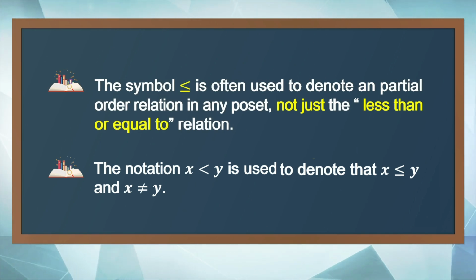When x and y are elements of the poset, it is not necessary that x is related to y or y is related to x. For instance, the set of positive integers together with the divisibility relation is a poset. In this poset, 3 does not divide 5 and 5 does not divide 3. And this leads to the next definition.